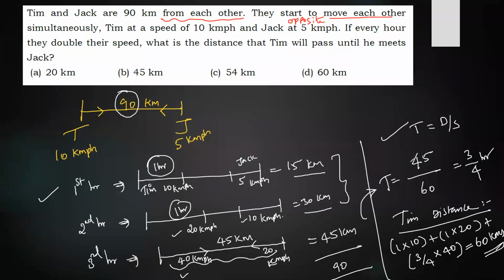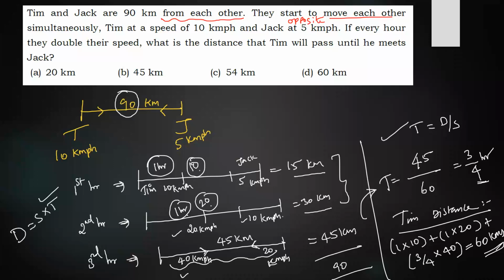Now Tim's speed is 40 km per hour. Every hour they double the speed. Similarly, for Jack it is 20 km per hour. The question starts from this point. The distance between them is 45. Time equals distance by speed. Distance is 45. The speed, in the opposite direction, is the sum of the speeds, so 40 plus 20, 60. If we divide, we get 3 by 4 hour. So within 3 by 4 hour, they will meet each other.